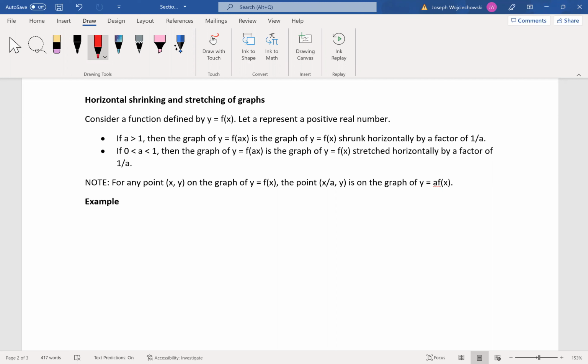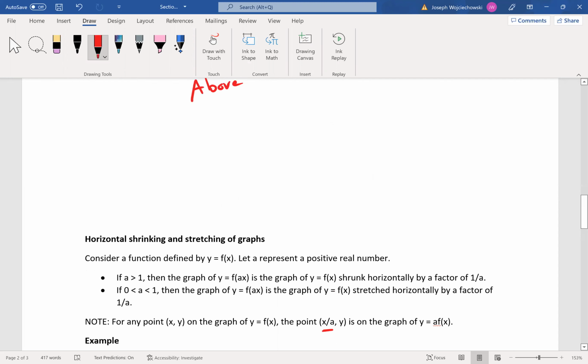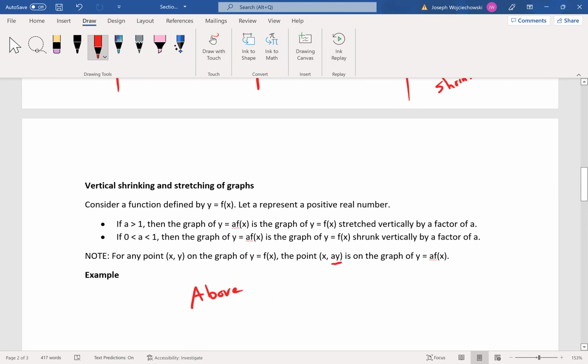If 0 is less than A is less than 1, then the graph of y equals f of A times x is the graph of y equals f of x stretched horizontally by a factor of 1 over A. And we note for any point x, y on the graph of y equals f of x, the point x divided by a, y is on the graph. So here we're changing the x by dividing it by a. Here we change the y by multiplying it by a.